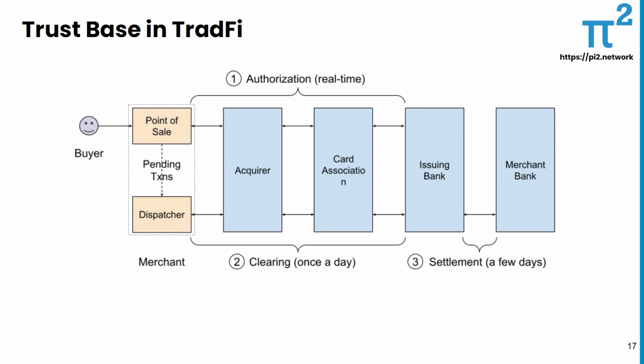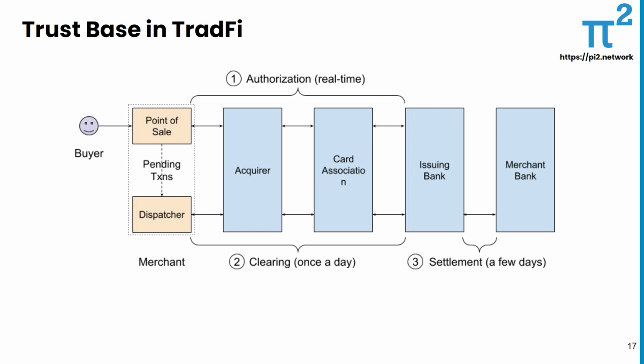So for instance, if we consider the current state of traditional finance, you need to trust a lot of actors that you don't see. For instance, when you buy a cup of tea or a cup of coffee, you actually pay with the card and you interact with different players: acquirer, card association, issuing bank. So you have some trust base.